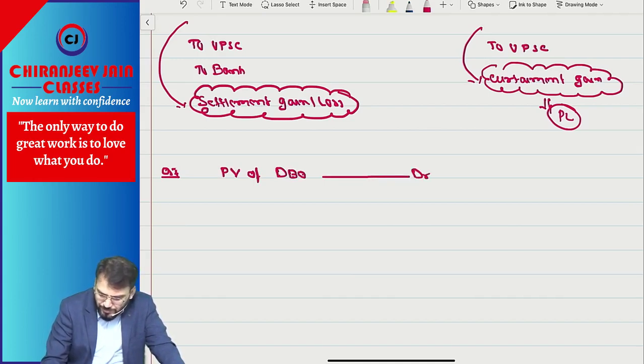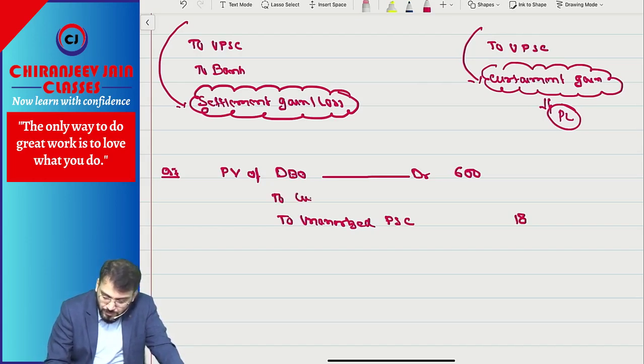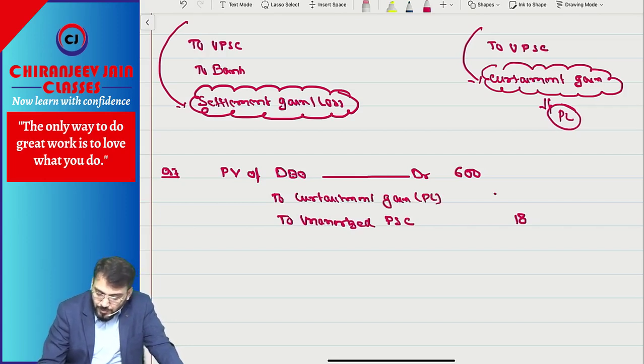Account debit how much? 10% of 6,000. 600. To unamortized past service cost 10% of 180. 18. Difference will be 2. Curtailment gain transfer to PL how much? 5. 82.